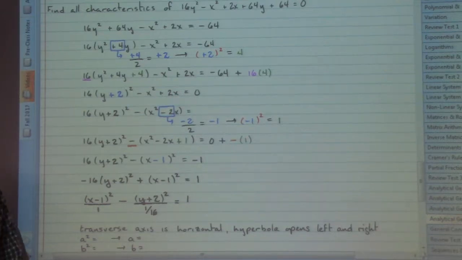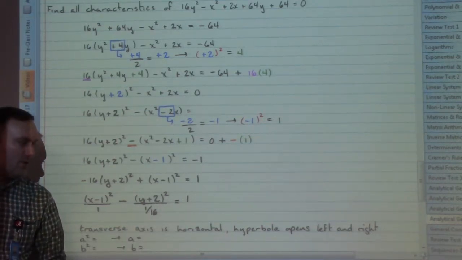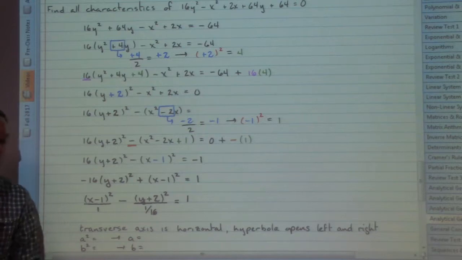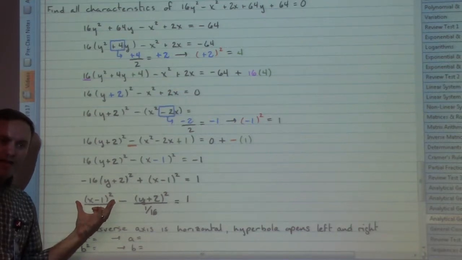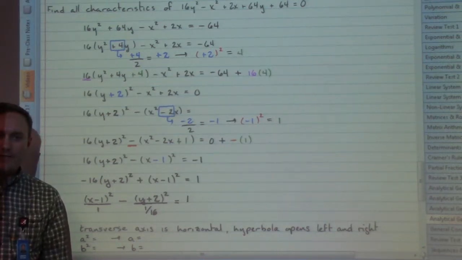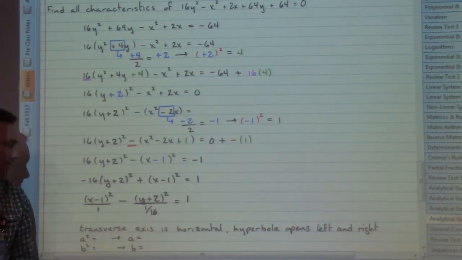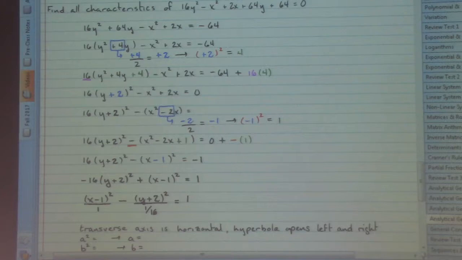Now, if you've already looked ahead to the comment down here at the bottom of the screen, that means I had already known that the transverse axis was going to work out to be horizontal, so that we would be looking at a hyperbola that opens left and right. So, again, positive stuff is x. X goes left and right. Our hyperbola opens along the x-axis. It opens left and right. So our transverse axis is horizontal. This also means that our a squared is always connected with our positive variable stuff. So our a squared is 1.